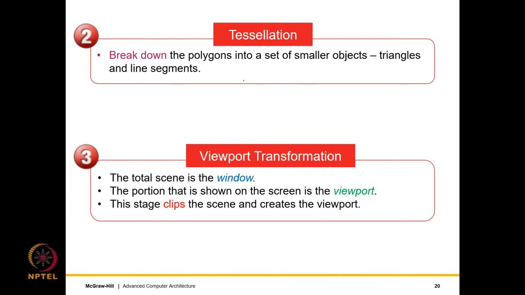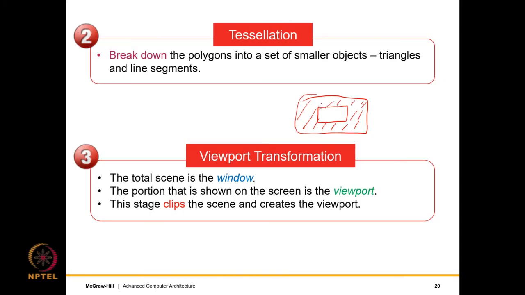The third stage is known as viewport transformation. See, the total scene is the window. If I create a large scene, right? So it's a large scene with a lot of objects, characters, and so on. All of it will not fit in my screen. So what will fit in my screen is a subset of this that I choose, known as a viewport. So what this stage will do is get rid of all the objects or parts of the objects that are over here and only focus on the viewport, right?